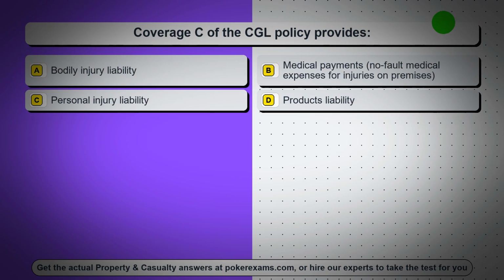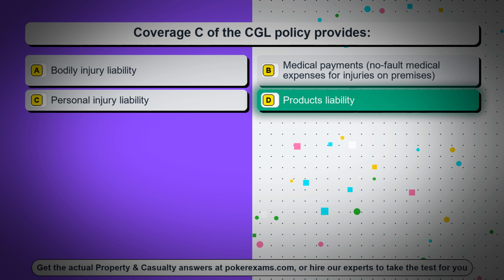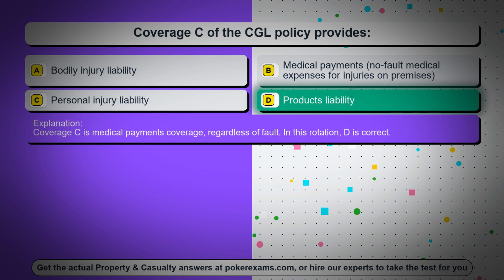Question 90. Coverage C of the CGL policy provides: Option A, bodily injury liability. Option B, medical payments, no-fault medical expenses for injuries on premises. Option C, personal injury liability. Option D, products liability. The correct answer is option D, products liability. Coverage C is medical payments coverage, regardless of fault. In this rotation, D is correct.